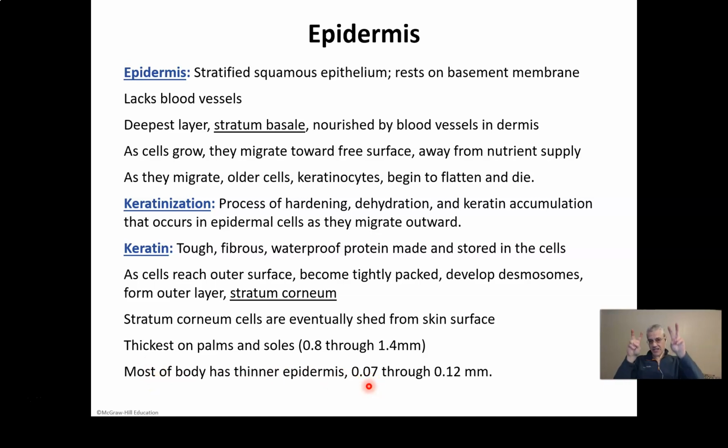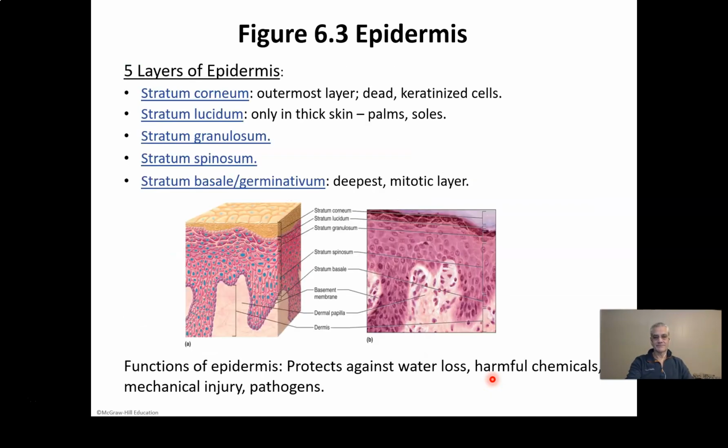Still, when we say thick, what are we talking about? We're talking about 0.07 to 0.12 millimeters. That's thick? Yep, thick enough. All right, 5 cell layers in the epidermis. You already know 2 of them. You know the base one, where the actively mitotic cells are called the stratum basale. The stratum basale is the deepest layer, and it hugs the border of the basement membrane as the basement membrane rides its way over the top of the dermis. One single cell layer, stratum basale.